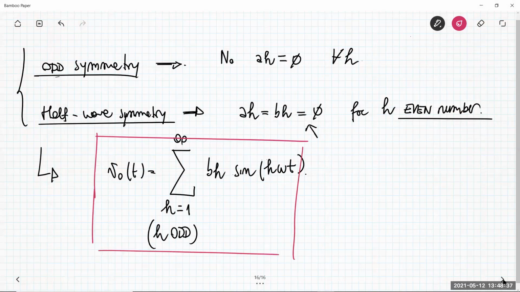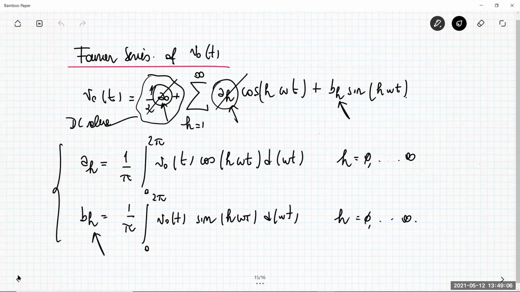Now we have to compute this BH amplitude. These BH are exactly the amplitude of each harmonic, and H is the number of the harmonic. Here I can recognize that I will have just odd harmonics in the output spectrum. So BH is this coefficient here, let me consider what happens here.